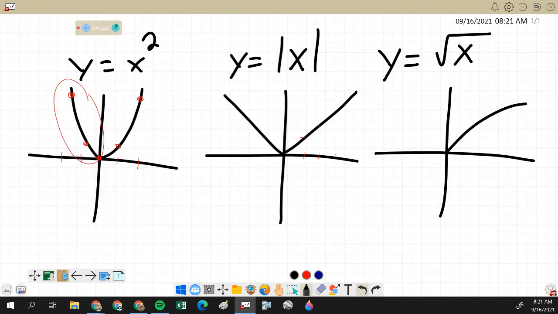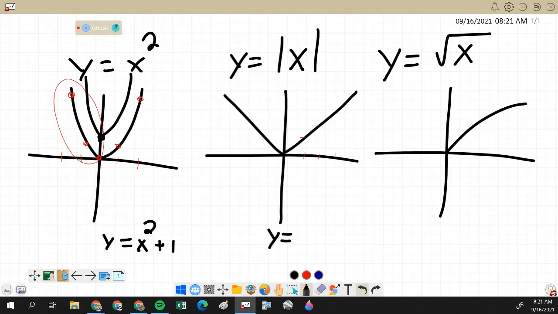Well, what if I did y equals x squared plus 1? How is that going to affect the graph? It just moves it up 1. So it would have the same shape, and it would be up 1. All right, what about y equals the absolute value of x minus 2? Same shape, now it's down 2.